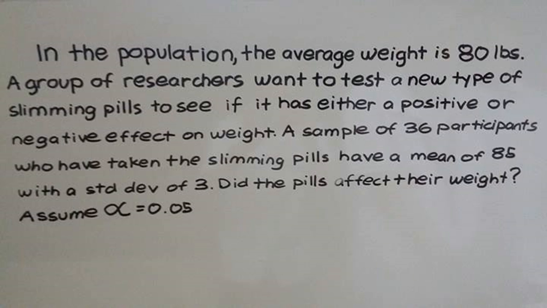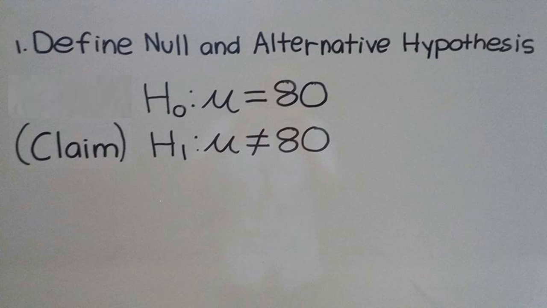In the population, the average weight is 80 pounds. A group of researchers want to test a new type of slimming pills to see if it has either positive or negative effect on their weight. A sample of 36 participants who have taken the slimming pills have a mean of 85 with a standard deviation of 3. Did the pills affect their weight? Assume that the alpha level is 0.05.